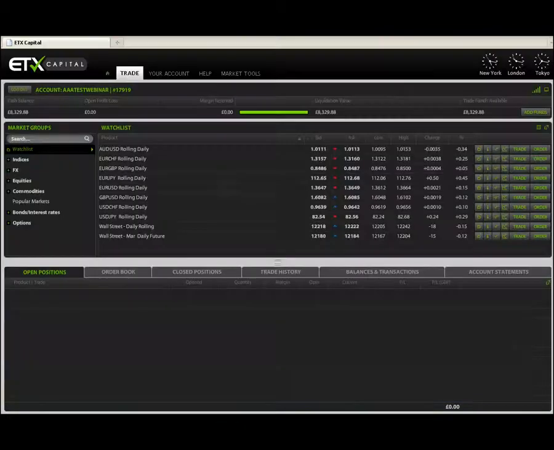Alright folks, so that's pretty much how I streamline my trading to make sure I'm not spending too much time scanning and messing around. You need this to be as simple as possible.